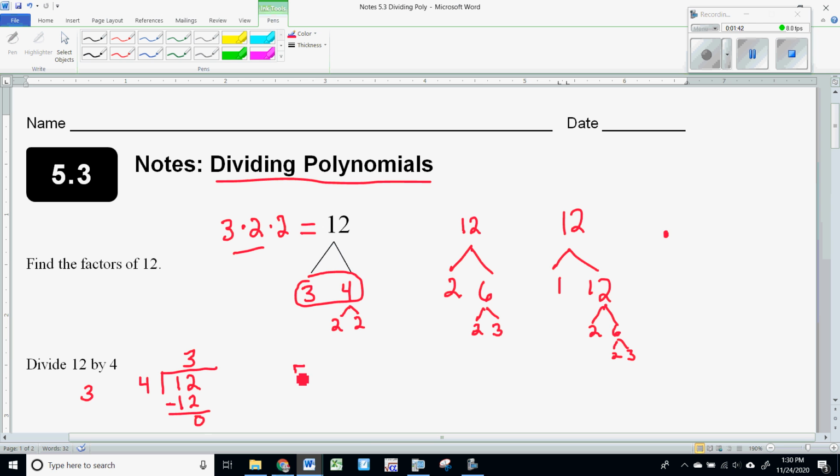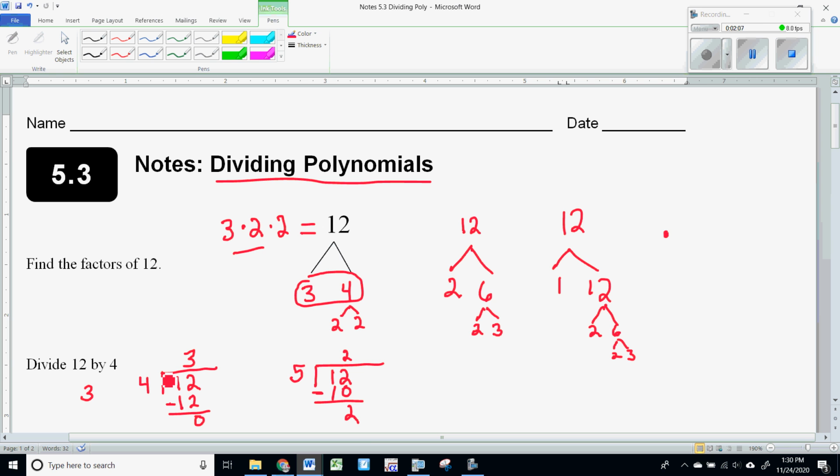Now, if I would divide 12 by 5, I would have 2, 10, subtract, and I get a remainder of 2. Because 5 is not a factor of 12, I get a remainder. Over here, I also got a remainder, but it was 0. So we want to take all of these ideas and go to polynomials.